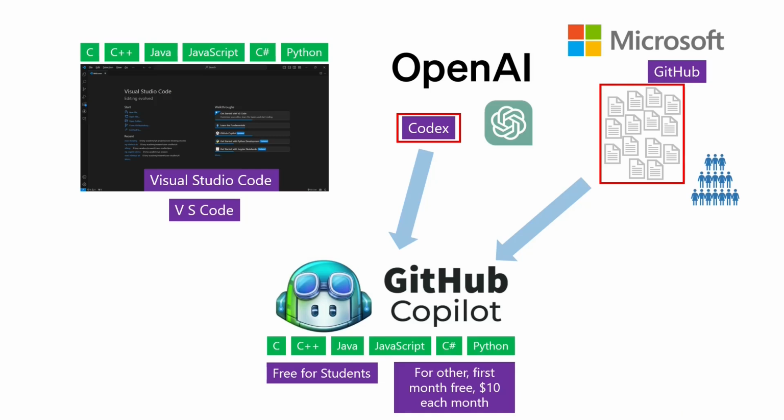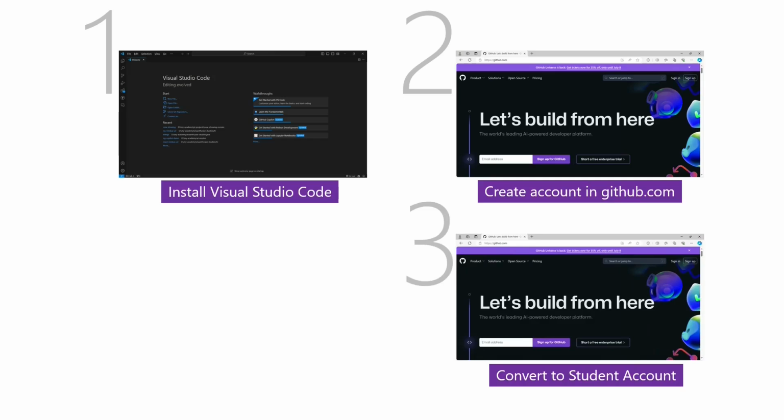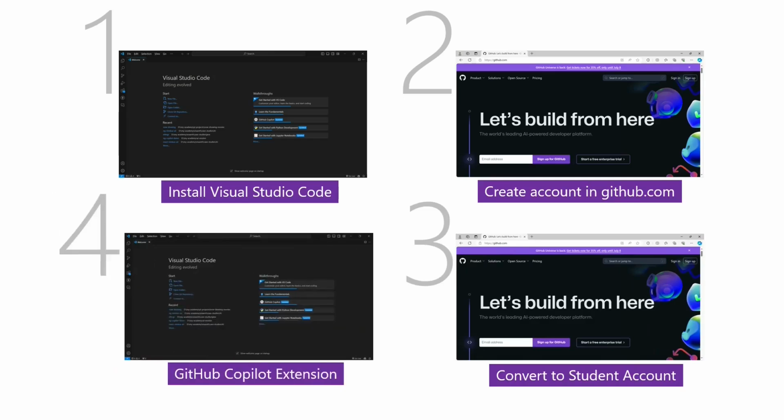Now we will see the steps to start using GitHub Copilot. First, VS Code needs to be installed. Then an account needs to be created in github.com. If you already have an account, you can ignore this step. Then change your github.com account into a student account. Then install GitHub Copilot extension in Visual Studio Code. Then the link needs to be established between GitHub Copilot extension installed in VS Code and the GitHub account created in the second step. Once these steps are completed, we are ready to get started with coding using artificial intelligence.